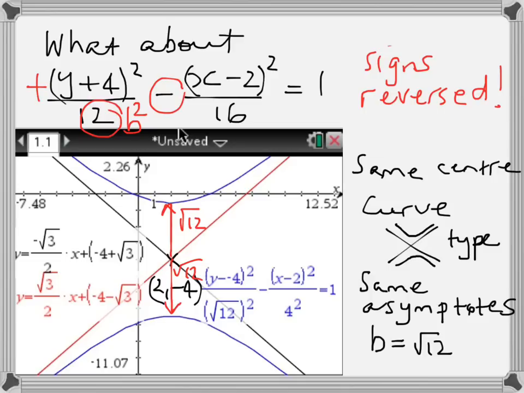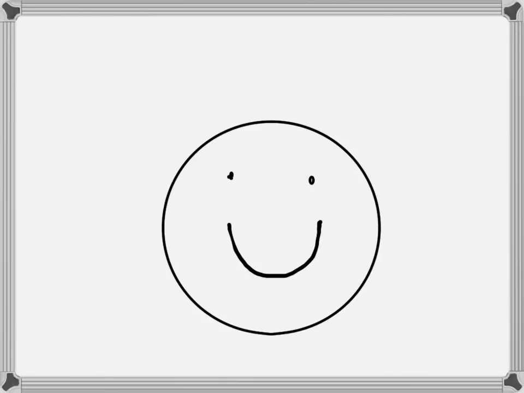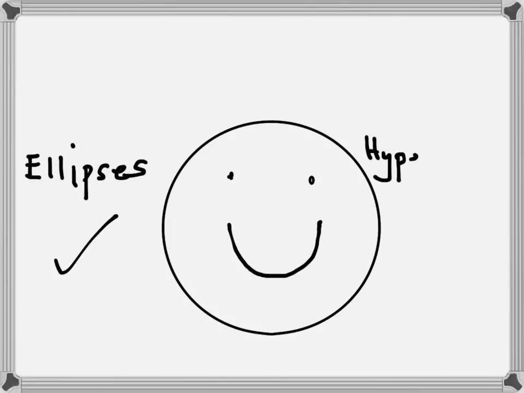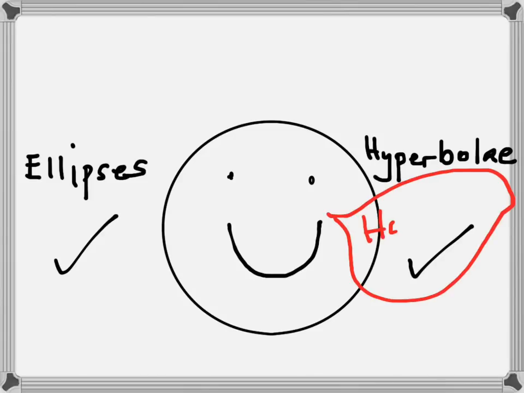Very important. I think we're nearly finished. Oh, yes, we are, thank goodness. So it's all good. We're all smiles. We've managed to do ellipses, and we did them jolly well, even if I do say so myself. And we did hyperbolae, and we did a great job. And look what the little smiley face has got to say for us. Hey, hooray today.